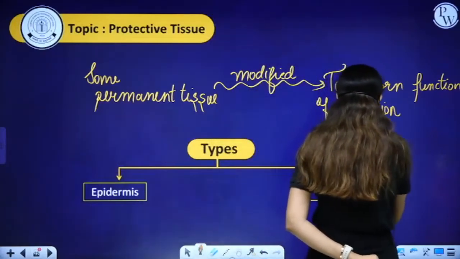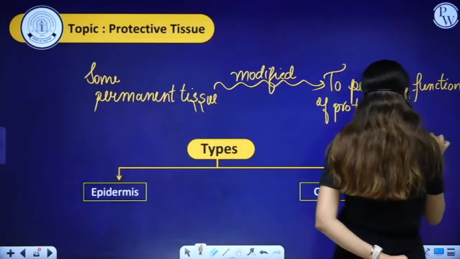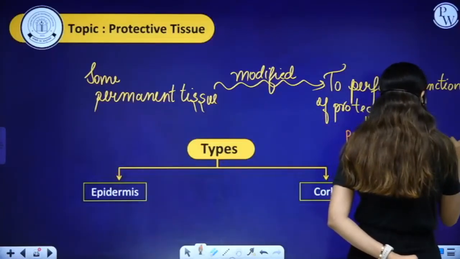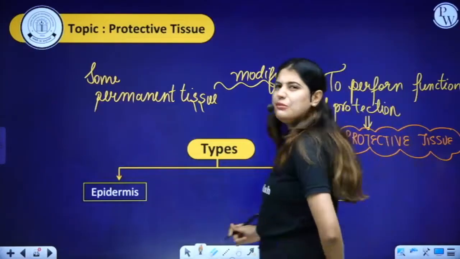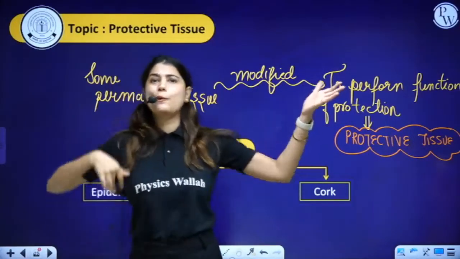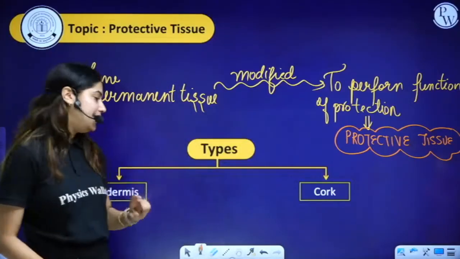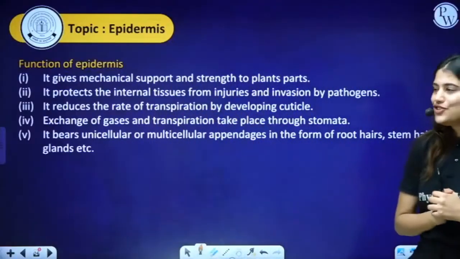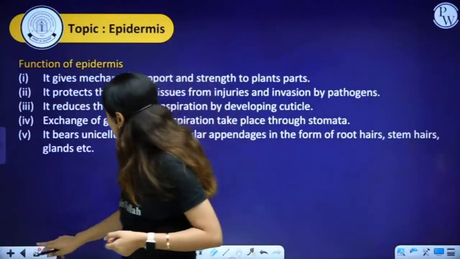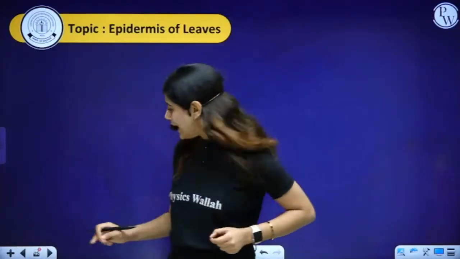Now there are two types of protective tissue, that is epidermis and cork, right? The name itself is suggesting protection. Two types, epidermis and cork. Let's start with epidermis first. If we talk about epidermis, some points are mentioned here, but we can also mention a few points here, right?